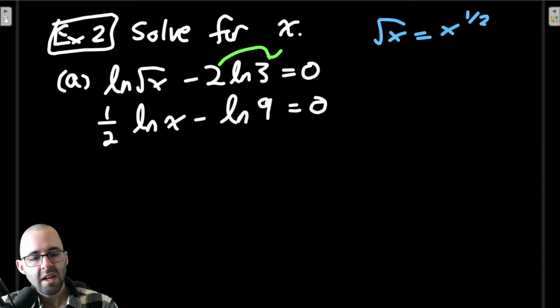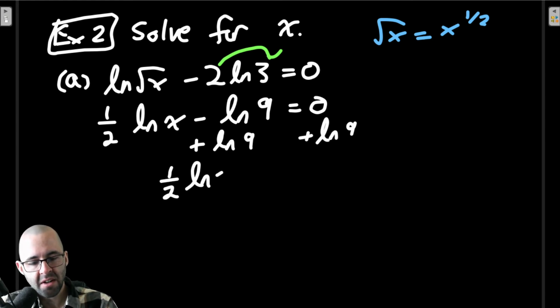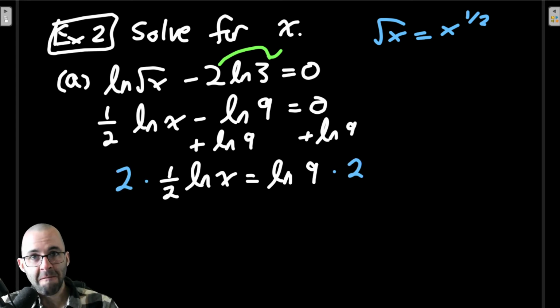Okay? So let's add the natural log of 9 to both sides. That'll give us 1/2 times the natural log of x equals the natural log of 9, and we're almost done. We want the x by itself, multiply both sides by 2. Be very careful with this right-hand side. This is not the natural log of 18. If you thought it was a natural log of 18, hold yourself back.